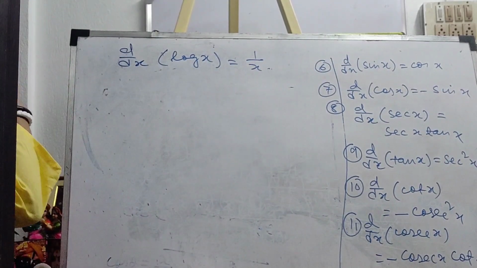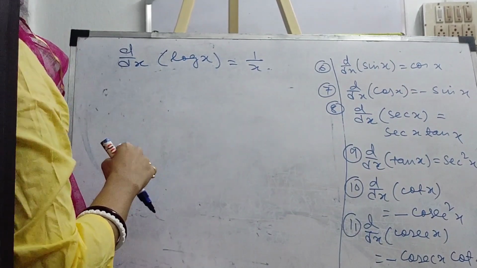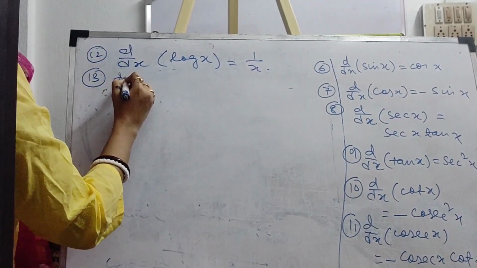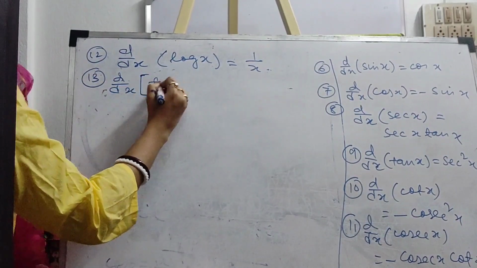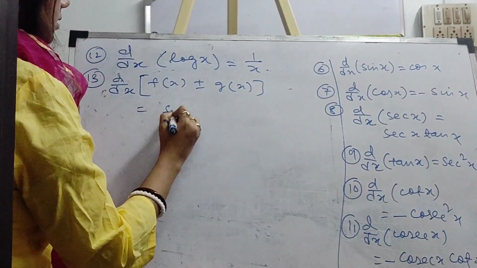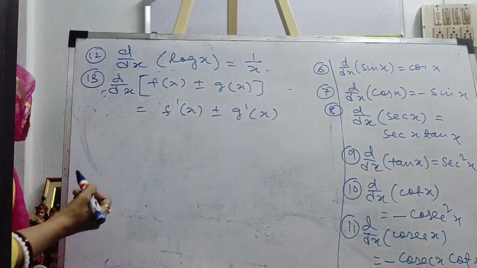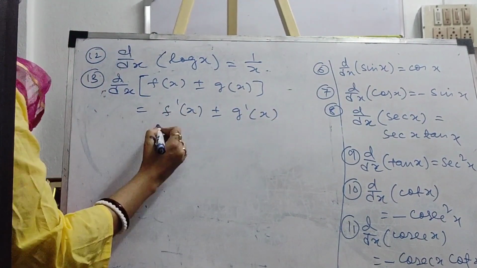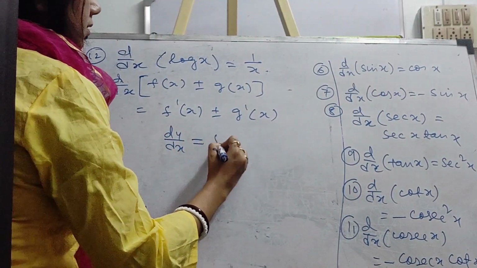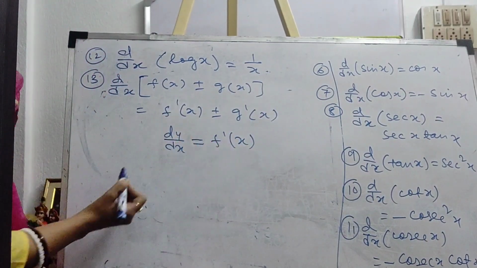Actually, these are the basic fundamental formulas of differentiation. Now, what about addition and subtraction? d by dx of f(x) plus or minus g(x), if there are two functions, is f dash x plus or minus g dash x. Don't get confused about this symbol. dy by dx is often written as f dash x.